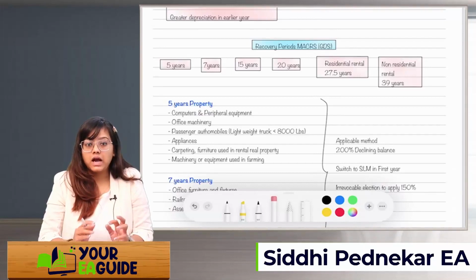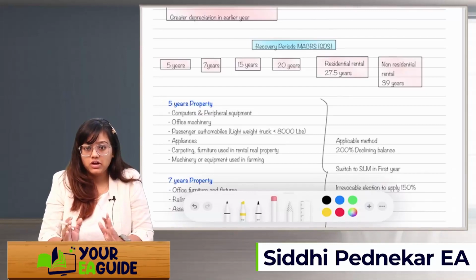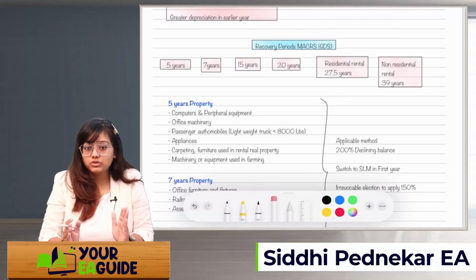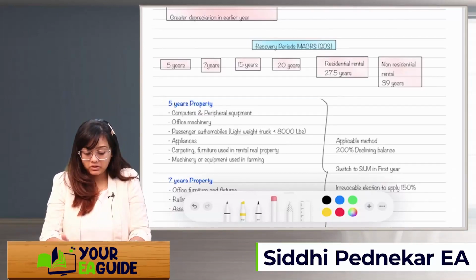Appliances, carpeting, furniture which is used in rental real properties, right? Only the carpeting and furniture used in the rental properties will use 5 years as a depreciation method. Next is machinery or equipment used in farming.